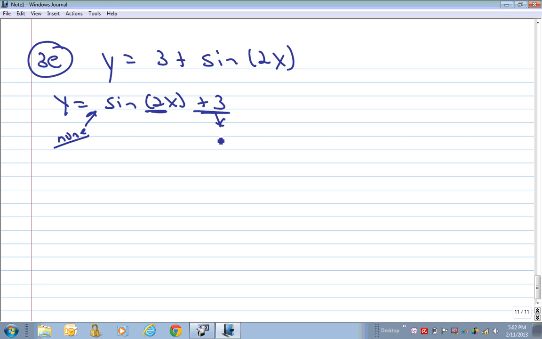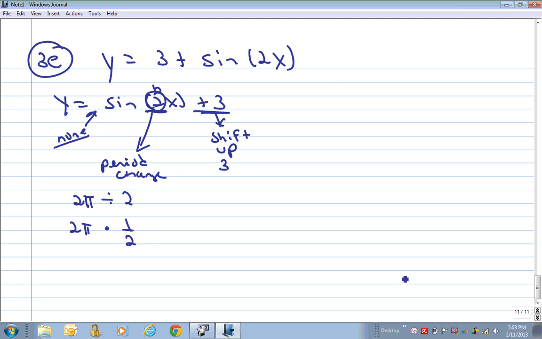Let's do this first. This is going to shift up 3, so the whole graph will shift up 3. And now we have a period change. The original period for sine is 2 pi. We are going to divide by this number, called our b value. So I'm dividing by 2. I really have 2 pi, and if I multiply by the reciprocal, 1/2, the 2's cancel out, and my new period is now just pi. So that's my period.